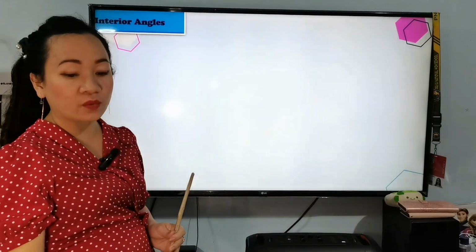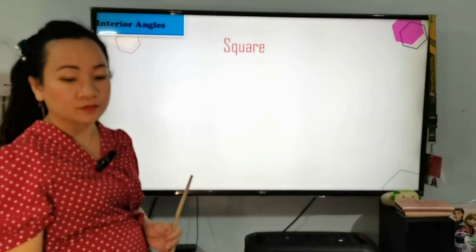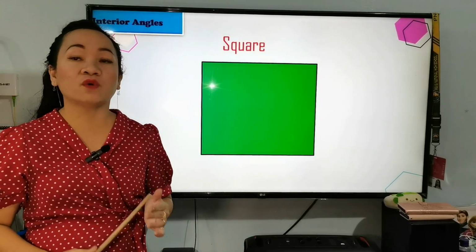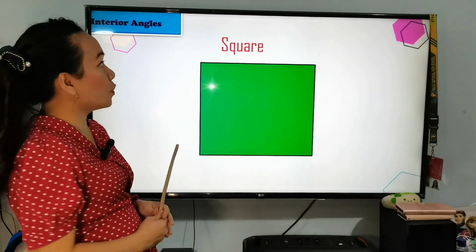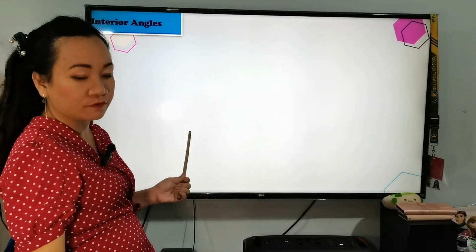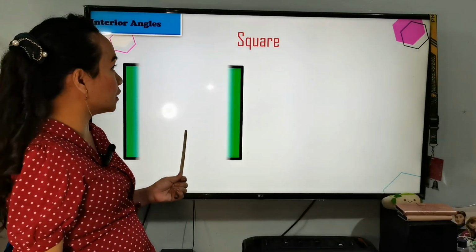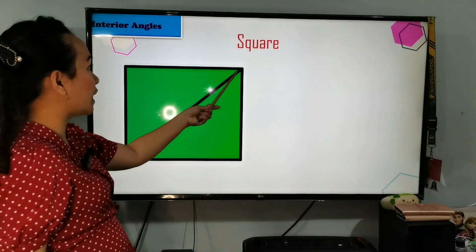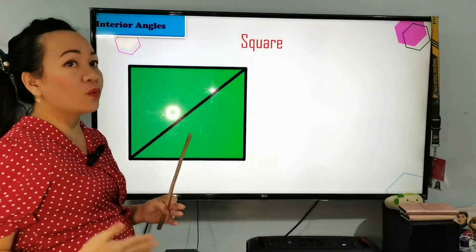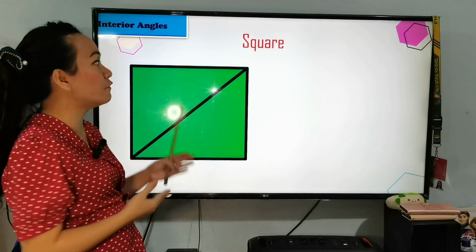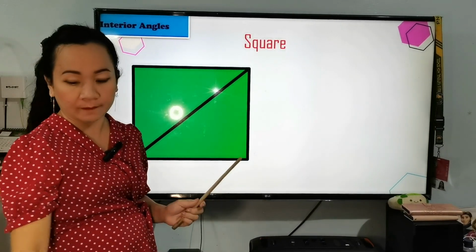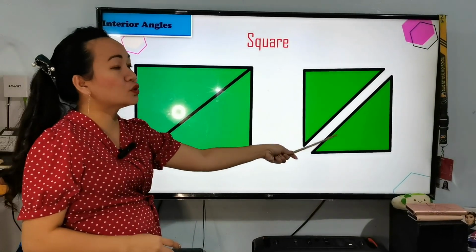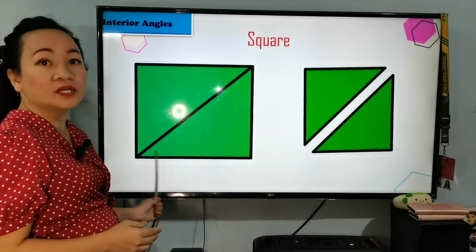So supposing we are given the second example, a square. A square is one example of what we call a quadrilateral. So we have here a square, 4 sides, 4 vertices, and 4 angles. If we are going to draw a diagonal line, this is what we call the diagonal line. So the question is, how many triangles are formed out of this figure? As you can see, there are 2 triangles formed out of our square.